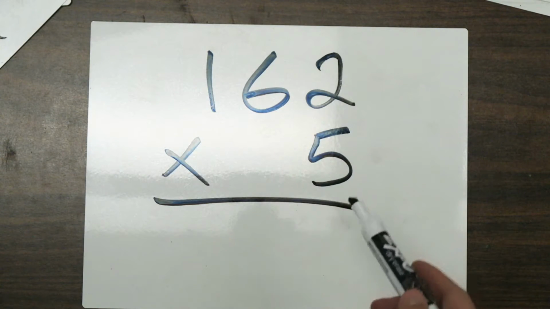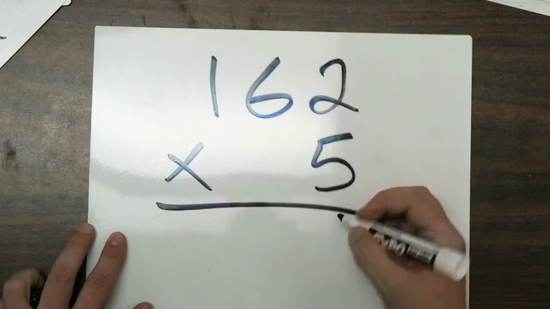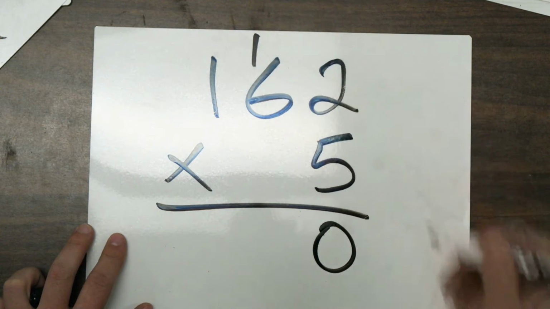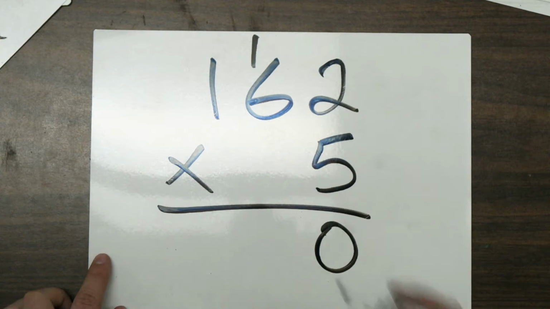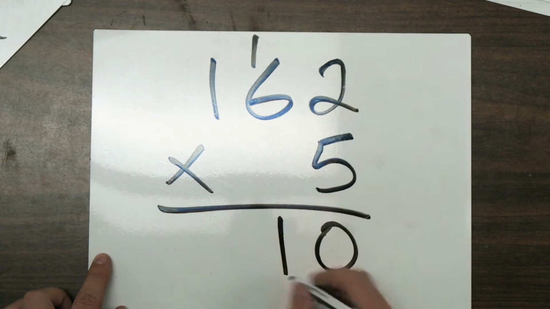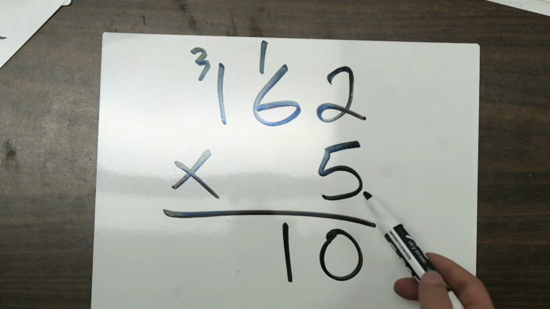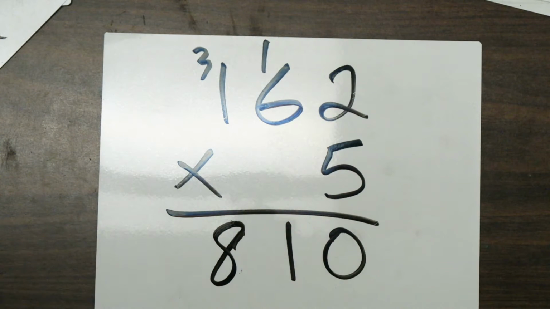I'm going to solve it this way first and then use expanded form to prove that we get the same answer. So 5 times 2 gives me 10. I write my 0 here and I carry my 1. This is traditional algorithm. 5 times 6 is 30 plus 1 gives me 31. I drop down the 1 and carry the 3. And 5 times 1 is 5 plus 3, and I get an answer of 810.